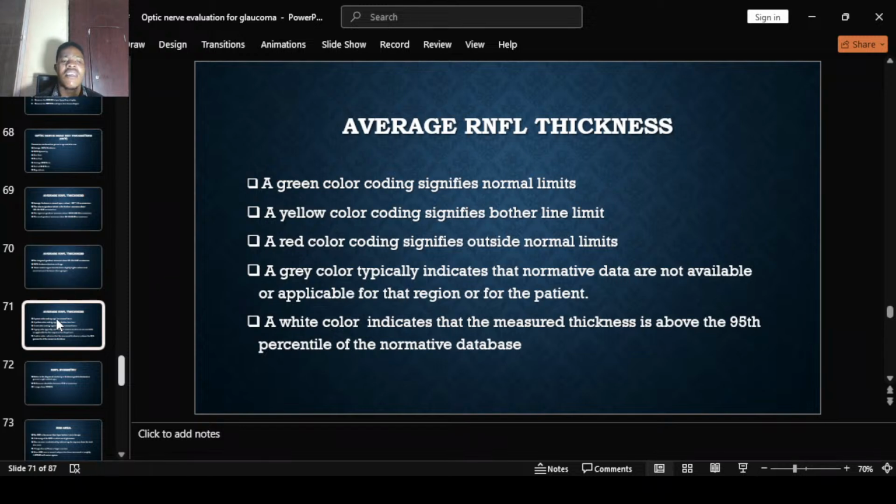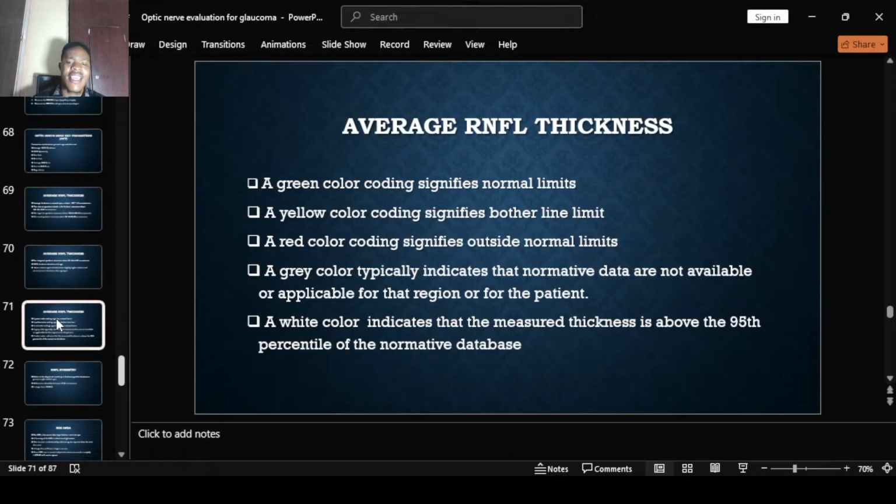For instance, the patient might have a big disc, a large disc. Because the range is not in the machine, what the machine does is give you a gray color, signifying that what you are looking at, there is nothing to compare it with in the already available information. That is what a gray color signifies.